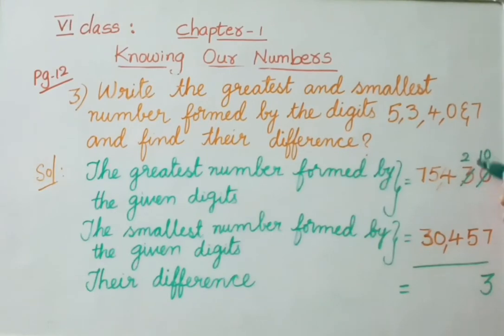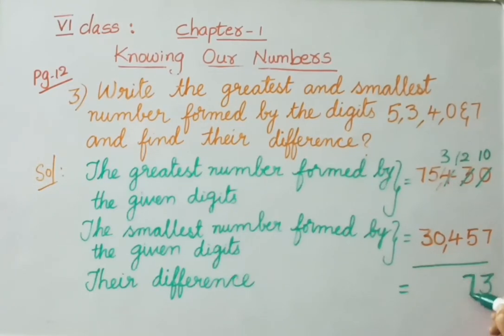From 2 can we subtract 5? No. Again we need to borrow. So it becomes 12 and this 4 becomes 3. So 12 minus 5, 7. Now can you subtract 4 from 3? No. Again we need to borrow. So 3 becomes 13 and 5 becomes 4. So 13 minus 4, that is 9.